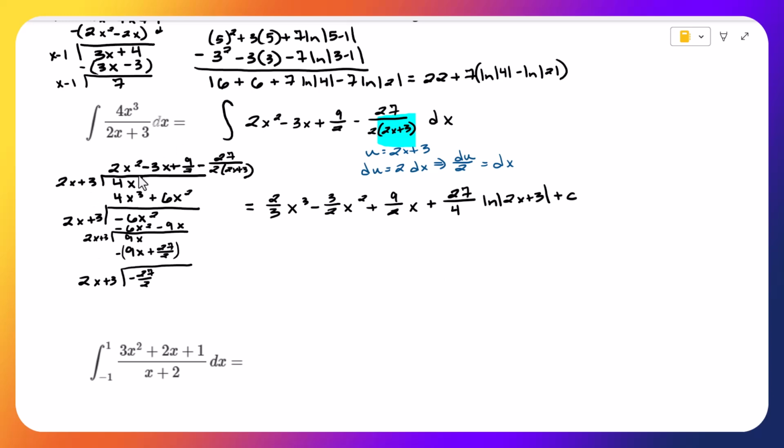Talking through this, the long division process is very similar. The only one I want to point out is when we get to this 9, 2x times what equals 9x? Well, that's going to be 9 divided by 2. And then here we get negative 27 over 2. This is our remainder. So negative 27 over 2 times 2x plus 3. That's also on the denominator, so I just put that there.